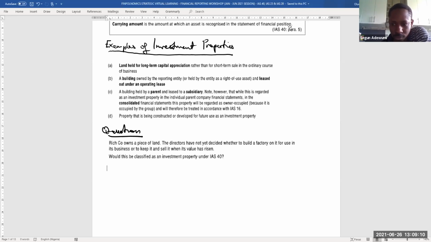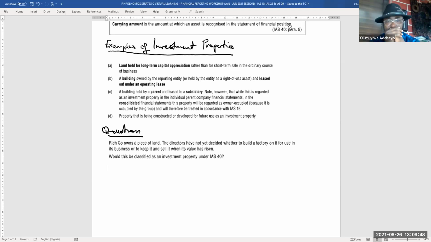My opinion is a little bit different from that of Enaro, because from this I think it's clear the directors have not yet decided whether to build a factory on it for use. Since there's still a bit of contemplation, we can't say emphatically that this land is meant for capital appreciation. So at this moment, while the director still vacillates on what to do with it, it should be classified as PPE rather than investment property.